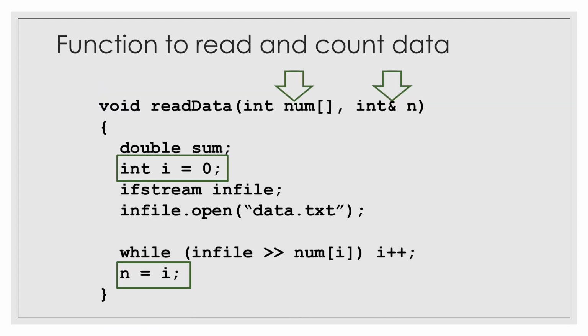To turn this into a function in which we pass in the array and n, we could do it this way. The array comes in, n comes in as a reference parameter. We have a loop control variable i, and it simply reads data into each element in the array and returns the final value of i as n.